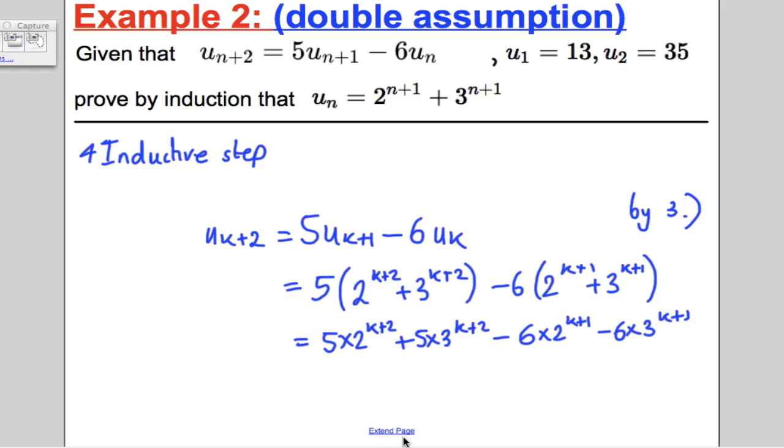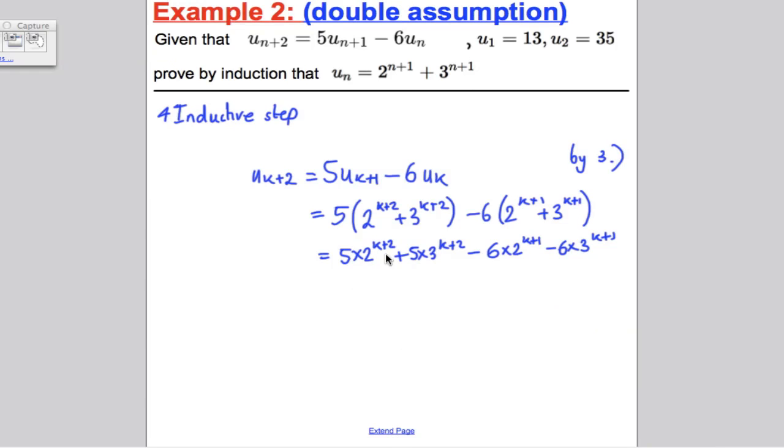Now, probably the easiest thing to do here is break down this 6. You could break that down into 2 times 3, and that is 2 times 3. So you could add a power to each of these. So this would be 5 lots of 2^(k+2) plus 5 lots of 3^(k+2). And this would be minus, so that's 3 times 2, so that's minus 3 times 2^(k+2), bringing that 2 and times it in there. And this is 2 times 3, so this is minus 2 lots of 3^(k+2).